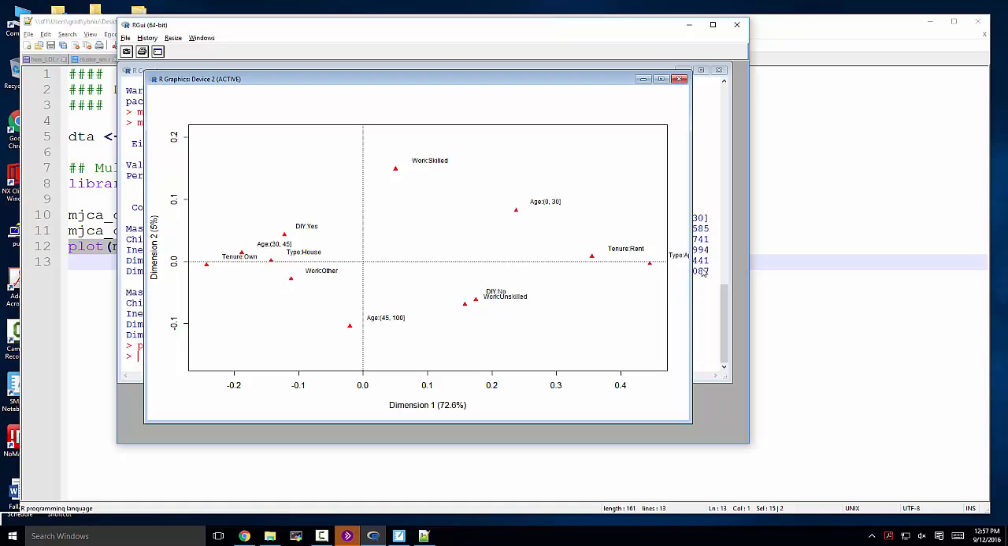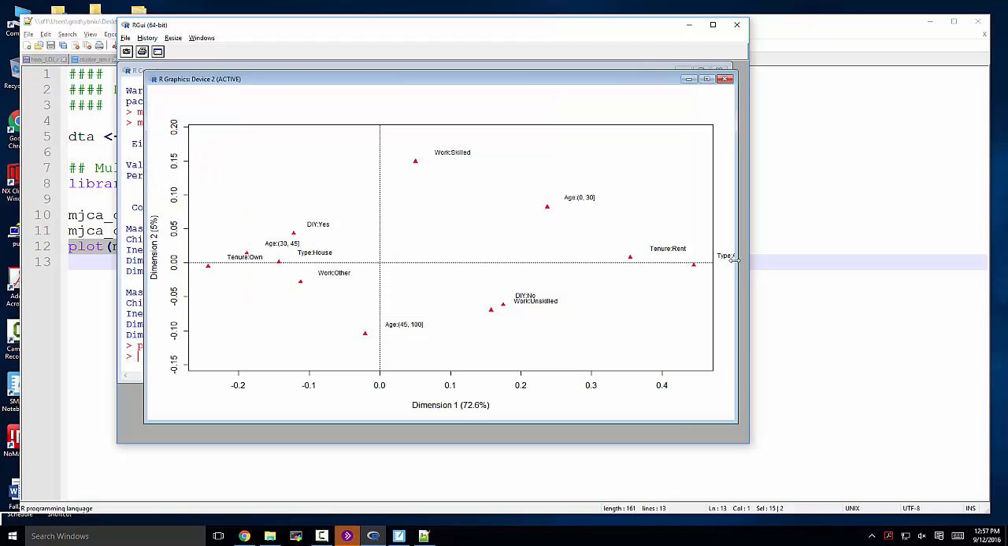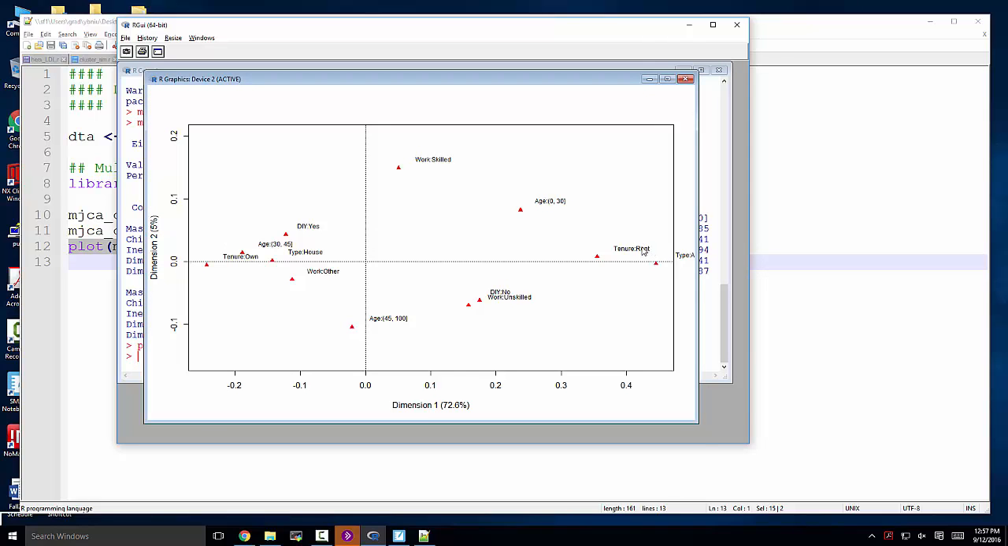There are also people over here, can't see all this because it got run off, but who rent, and this is probably, yes, apartment, who rent apartments. So there's a difference between people who own their homes, middle-aged, do-it-yourselfers, and people who rent, who tend to be a little bit younger. The age from 0 to 30 is closer to this group over here than it is to that group.